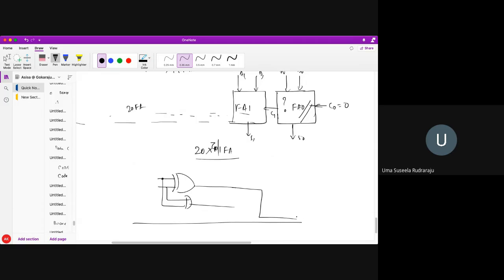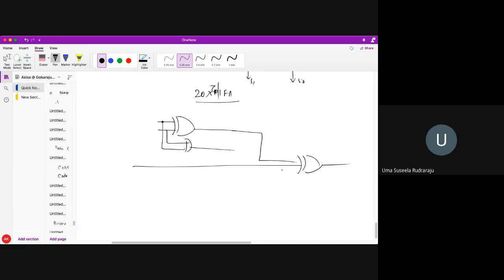So this is my full adder. Are you understanding, students? It is a very important question I am explaining here. This is my order. Now tell me: A_i, B_i, C_i, this is my S_i, this is my C_0, the output carry.